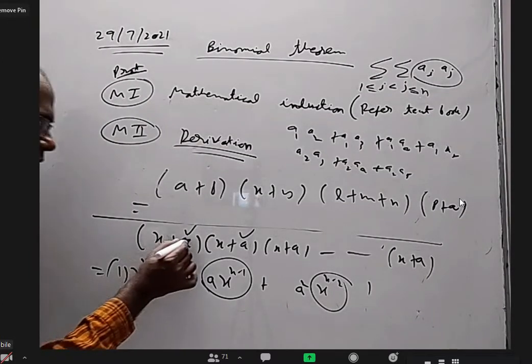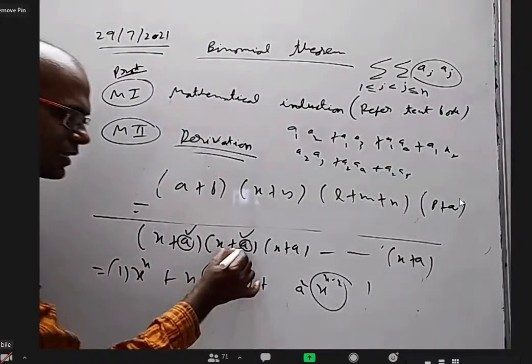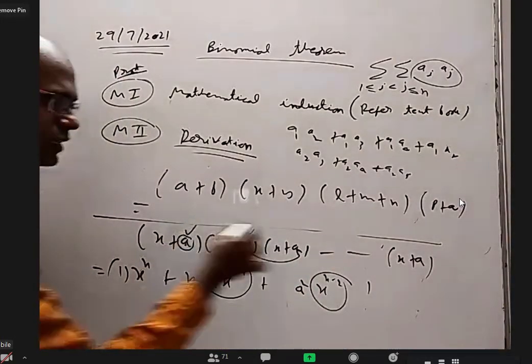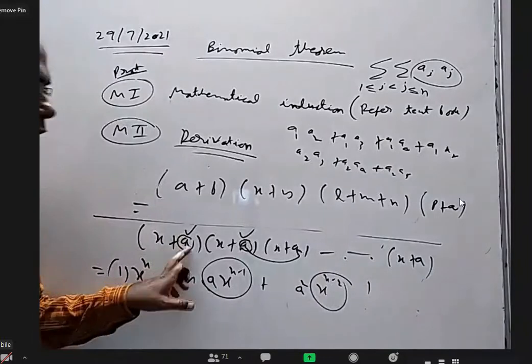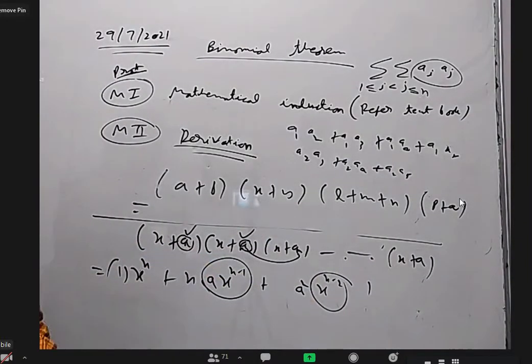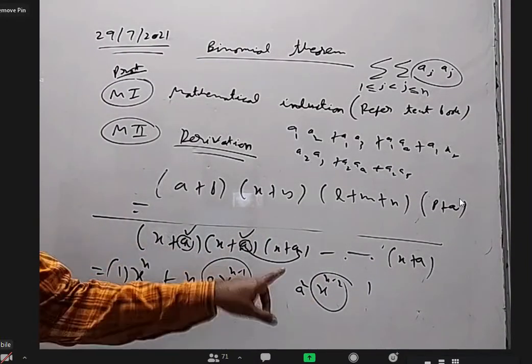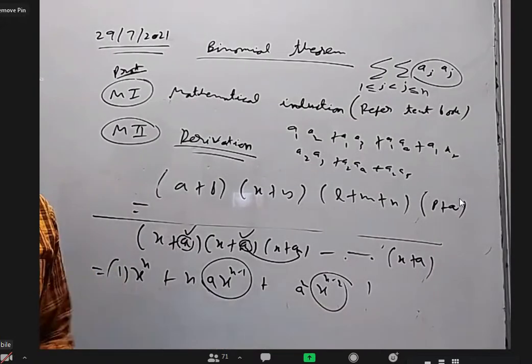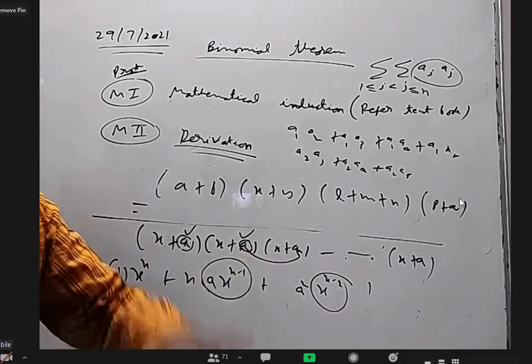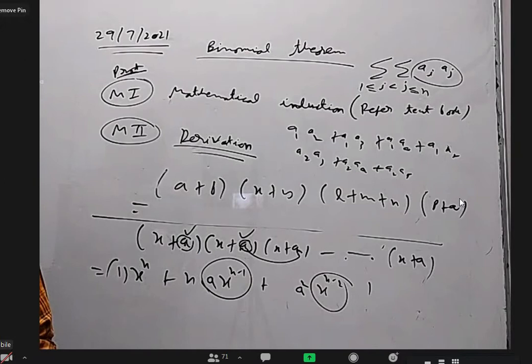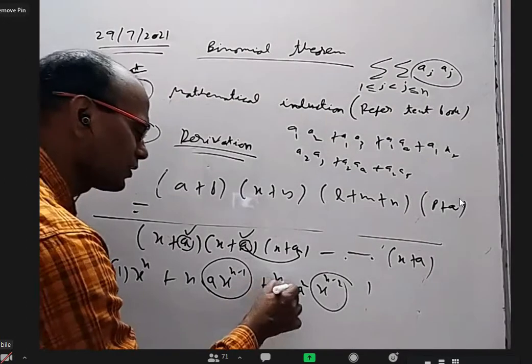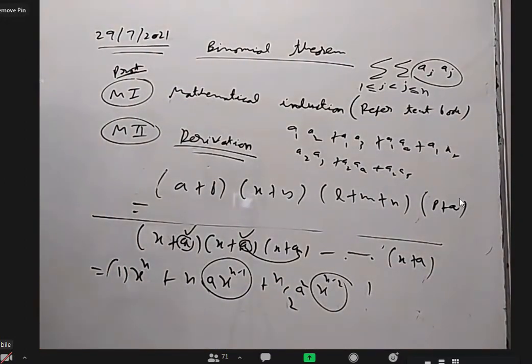I can take these two a's, or this a and this a I can multiply, or this a and this a. How many a's are there? N. In that, any two a's I can select and multiply, I'll get this term, right? Okay, from n items, selecting two items, how many ways? NC2. That's why it is NC2. Is it okay?